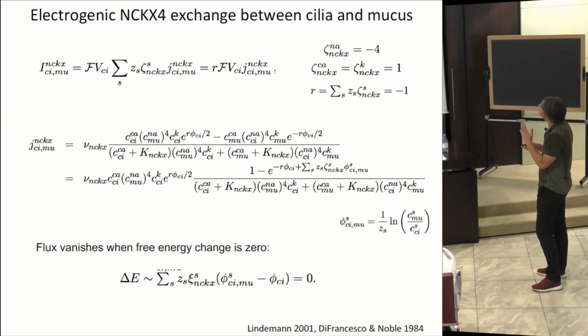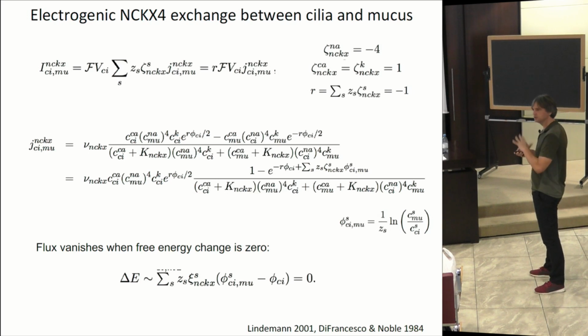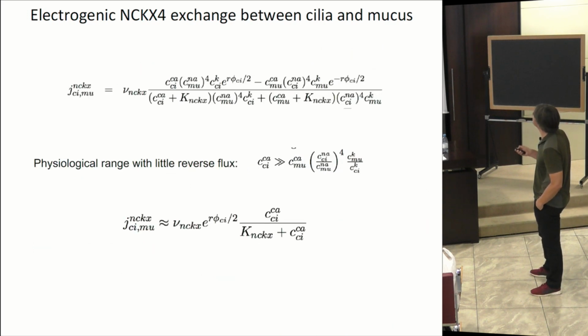But what is also important here is that you have an expression where the exchanger really can go in both directions. If you look at this, it's completely symmetric between cilia and mucus. So the exchanger could go in forward or reverse mode. Now you can take the expression that I showed you before, and assume the physiological range where the concentrations are such that this is large compared to this, so this term already dominates. Then you get what people usually use in their formula, where the exchanger just depends on the calcium concentration in the cilia with some Michaelis-Menten term.